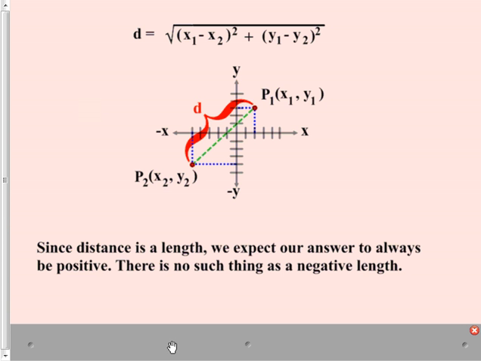Okay. Now, also keep in mind, distance is a length. If it's a length, then we will always expect our answers to be positive. There is no such thing as negative length. It's like saying if it were 300 miles from Odessa to Dallas, does that make it negative 300 miles to come back from Dallas? Of course not. It's still 300 miles. It's just in the opposite direction. That is distance. Distance is always positive.